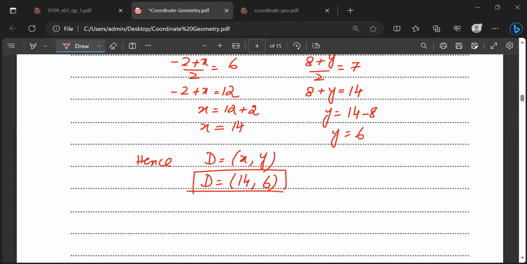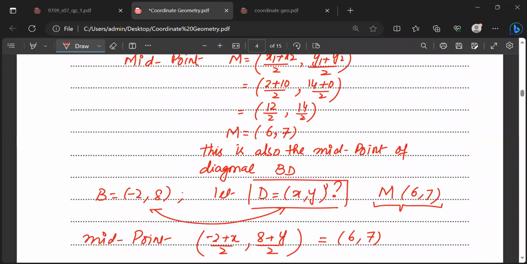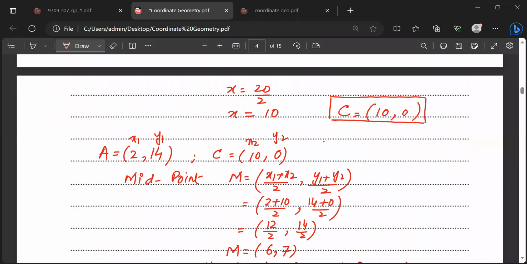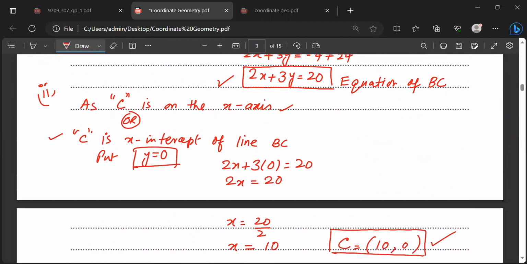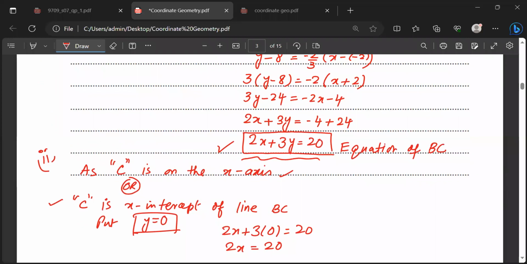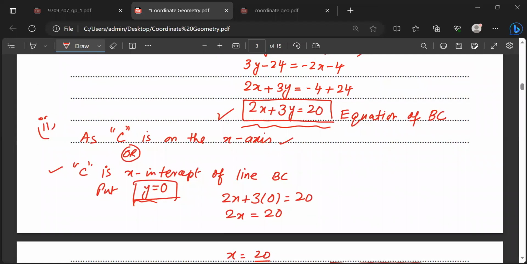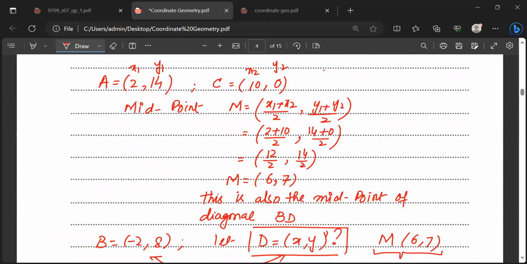So in this way, you can answer the second part. D is 14 comma 6, and C was 10 comma 0. For C we used the equation because C was the x-intercept of this line, and then you simply put y equals 0. So in this way you can answer this question. Thank you.